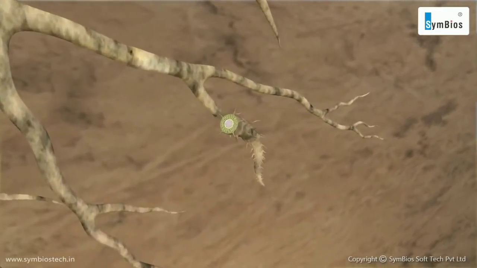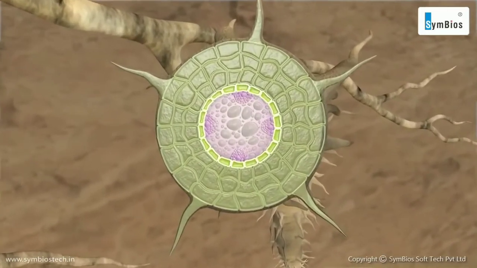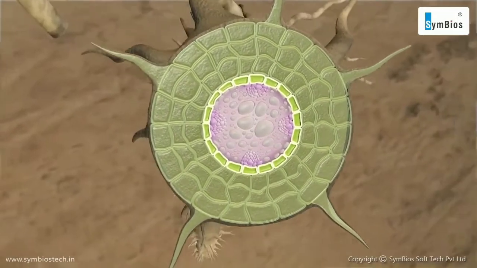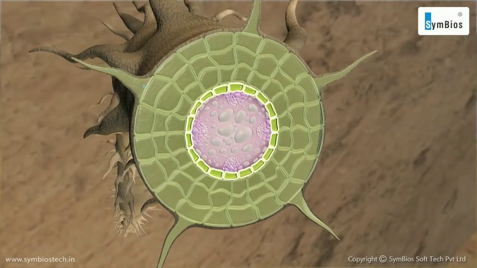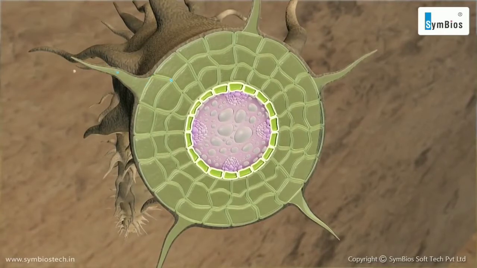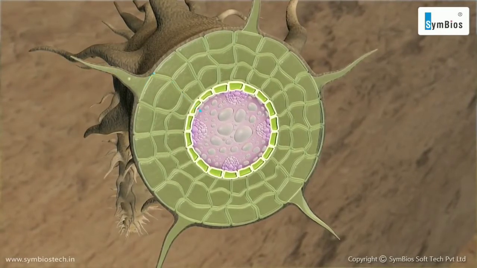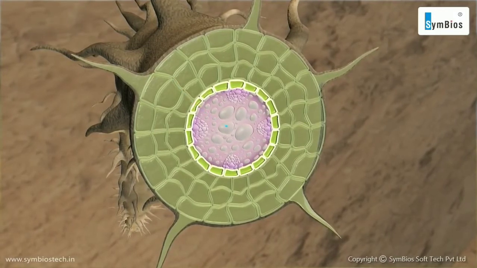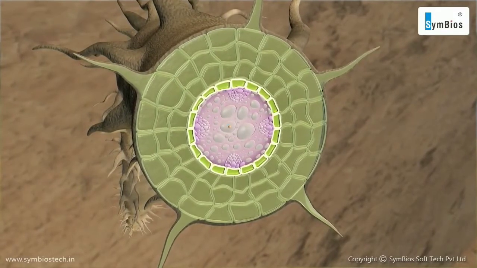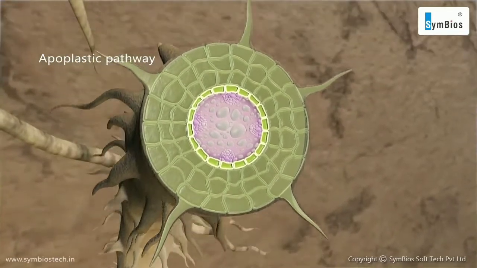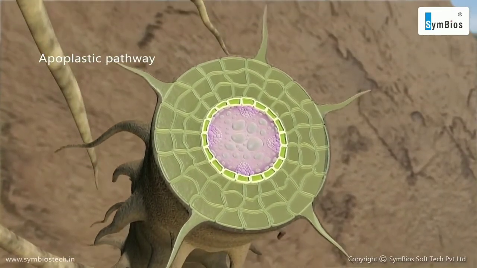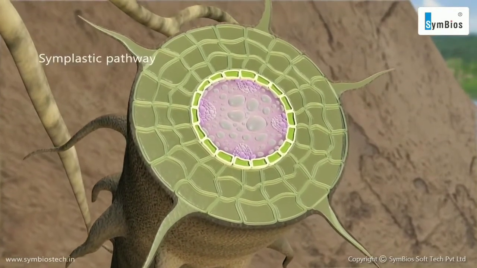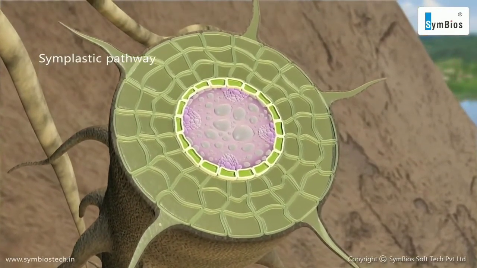Water and minerals enter the root by two pathways: apoplastic pathway and symplastic pathway. If water and minerals move from cell to cell through spaces between the cell walls, then it is known as apoplastic pathway. In symplastic pathway, the water and minerals move across the cytoplasm and finally reach the xylem.